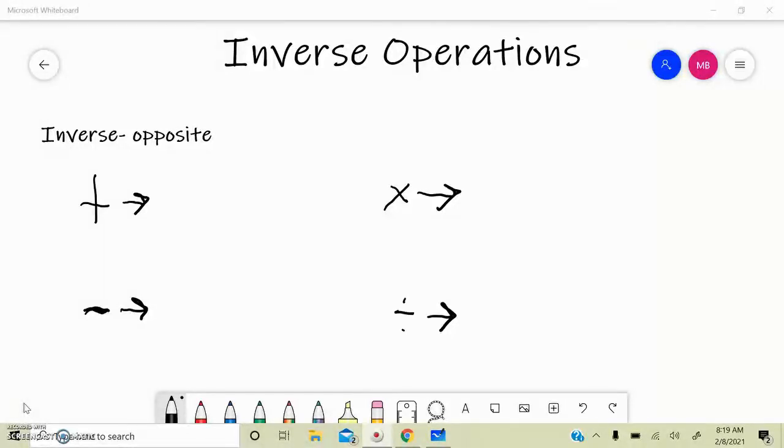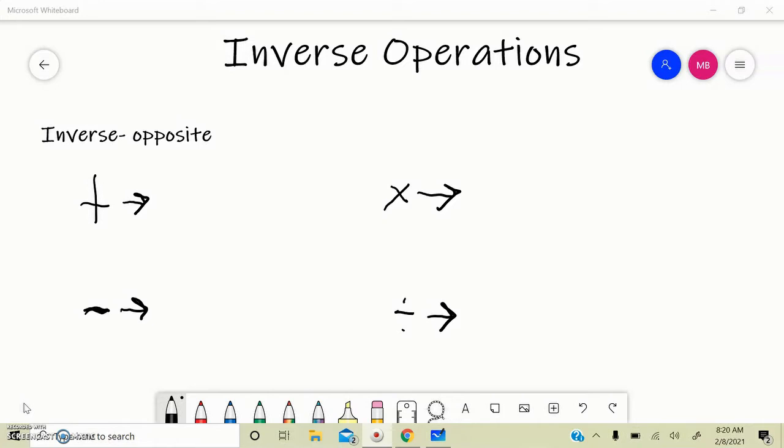Today we're going to take a look at inverse operations. So when I say the word inverse, that's the same thing as saying the opposite. So I want to do the opposite operation when I'm trying to get my variable in an equation or an inequality by itself.